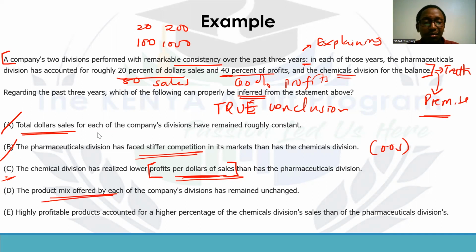D, the product mix offered by each company division has remained unchanged. We don't know anything about that. E, highly profitable products accounted for a higher percentage of the chemicals division. So this actually is the opposite, because if the pharmaceutical division is highly profitable, but it accounts for less sales, this is actually the opposite of what we should infer. So eliminate E. Our answer is C.